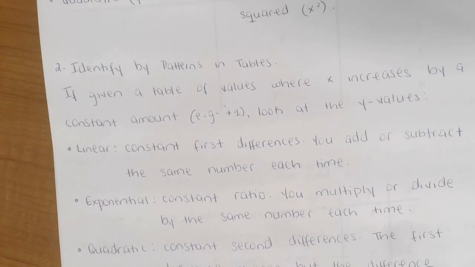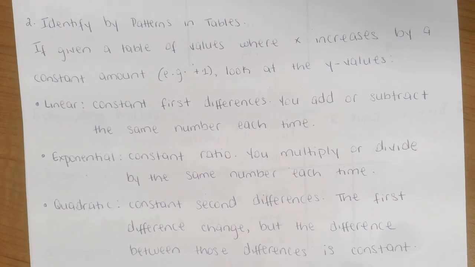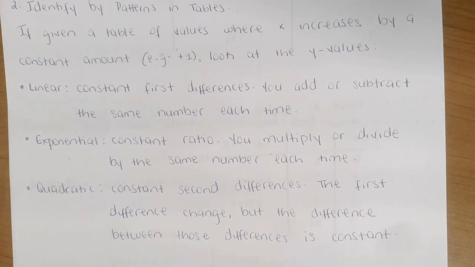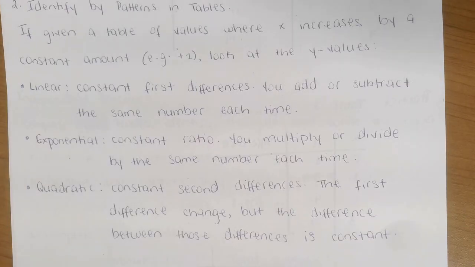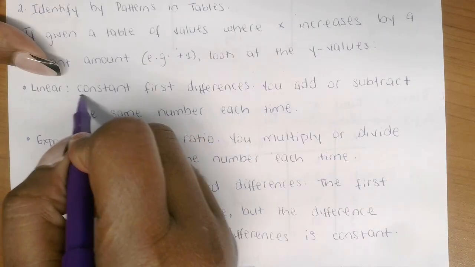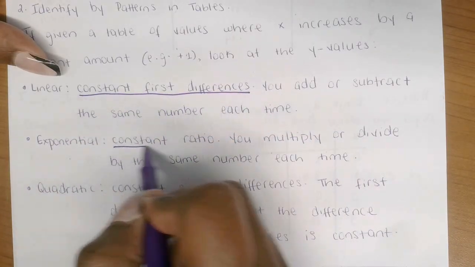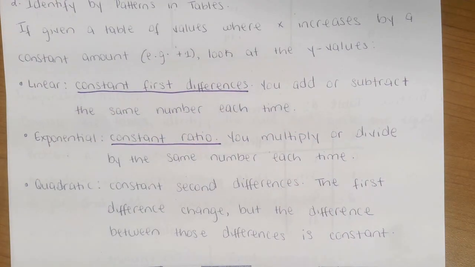Right. We'll move on to identify by patterns in tables. If given a table of values where x increases by a constant amount, look at the y value. So if you're given a table, you're always focusing on your y value column. You always want to find a constant number that's causing your y value to change. Always trying to find that constant number.